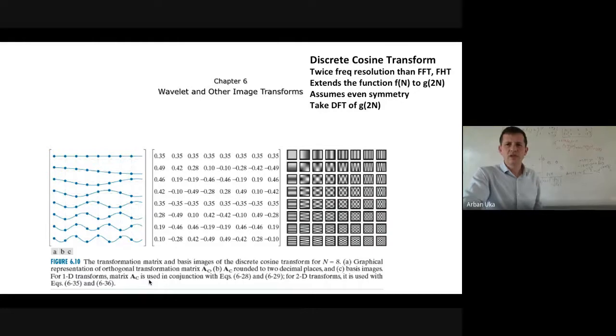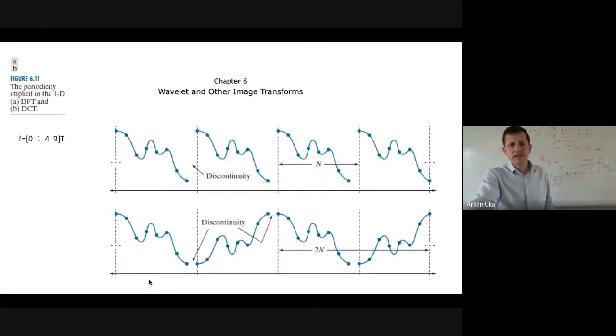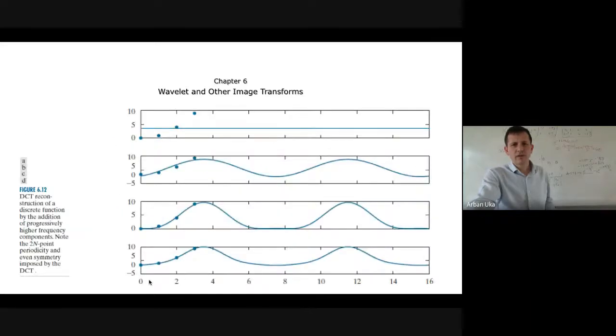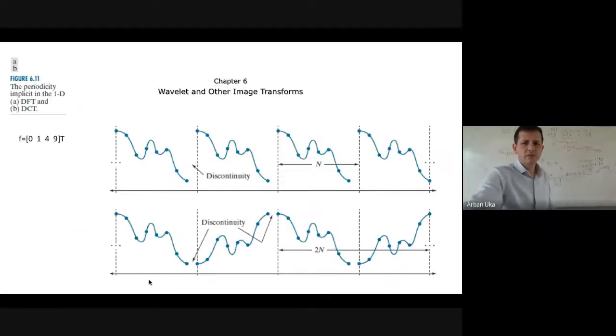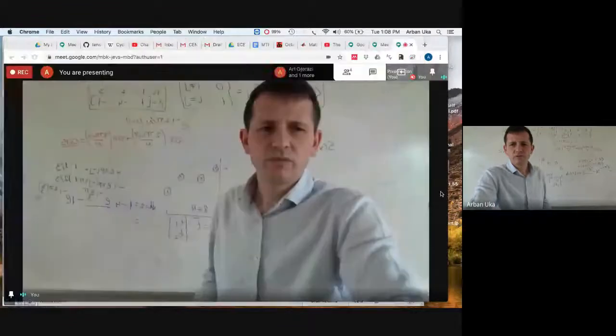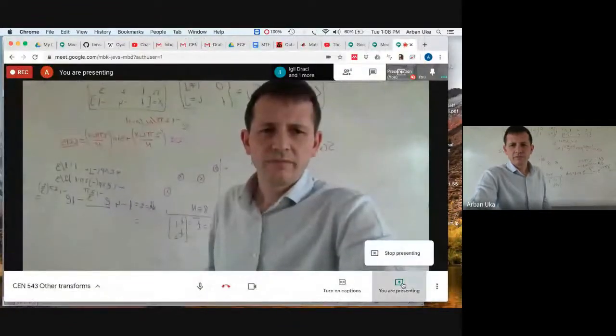So the discrete cosine transform has twice the frequency resolution. It extends the function from n data points to 2n data points, which means that it assumes even symmetry. And then we take the discrete Fourier transform of this new function, g of 2n, okay? And this is a specific example. So let's assume that we have some points, which are 1, 0, 1, 4, 9. But probably, let me stop sharing just for a moment.